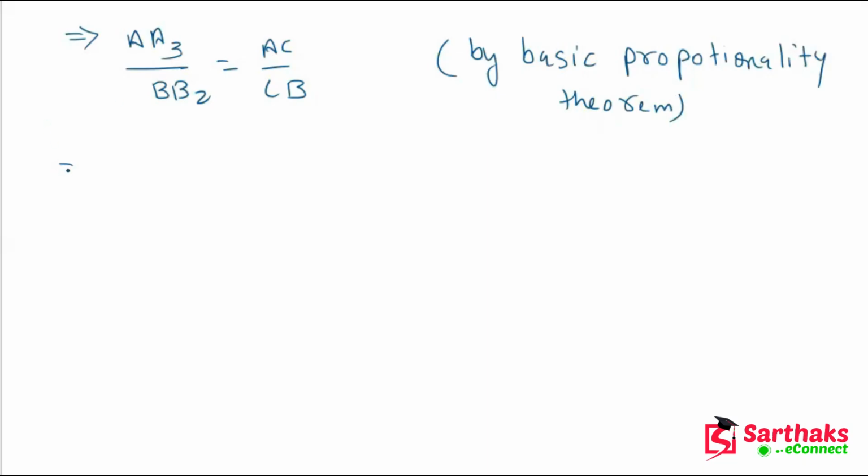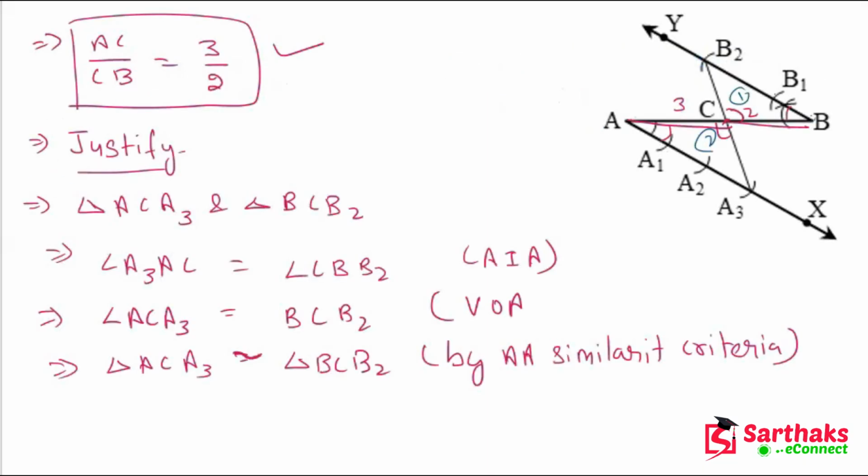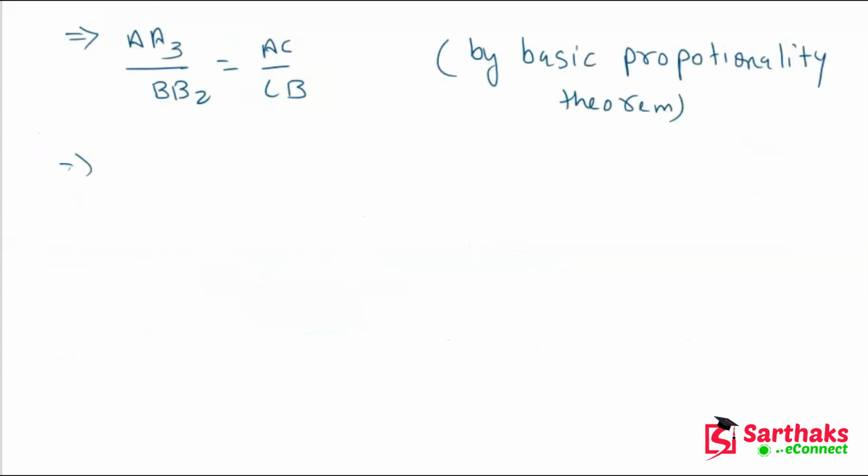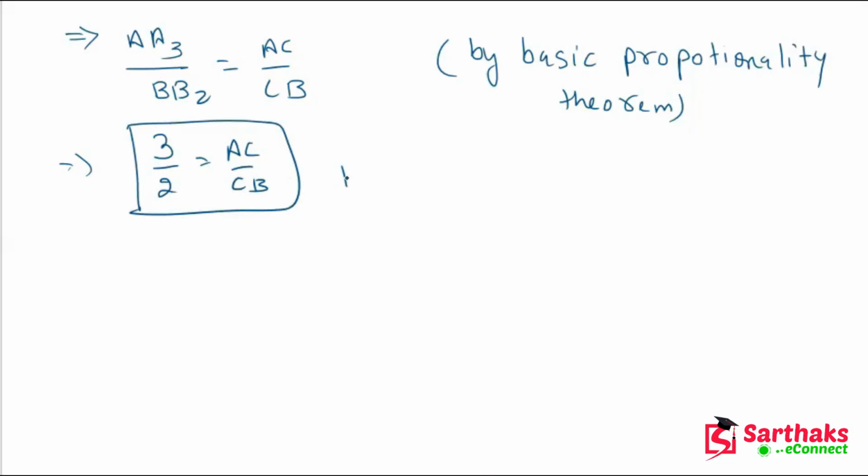Now we know what AA3 is. This is 1 unit, this is 1 unit, and this is 1 unit, so the total is 3 units. Similarly, this is 1 unit and this is 1 unit, so this is 2 units. So now we can write here like this: 3 upon 2 is equal to AC upon CB. So this is the proof of this statement.